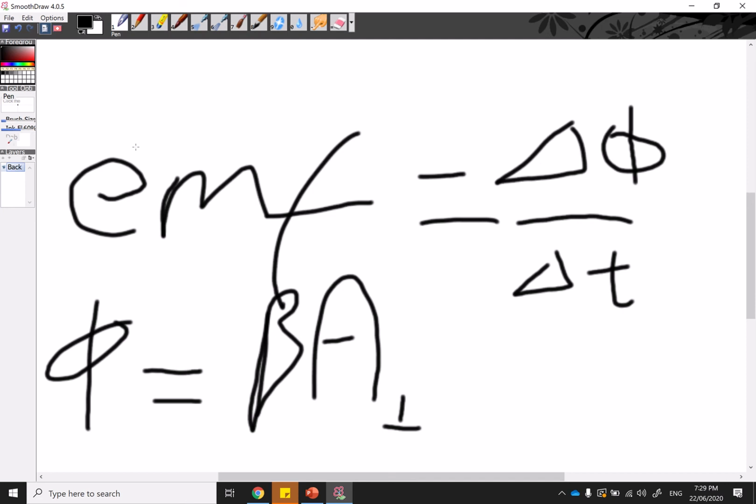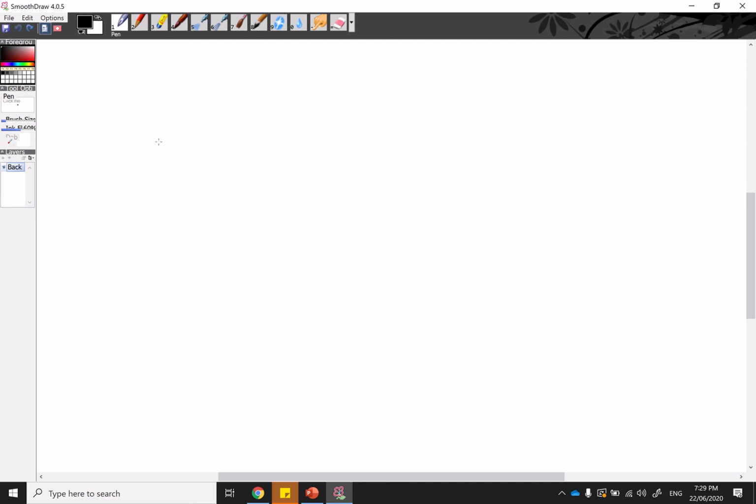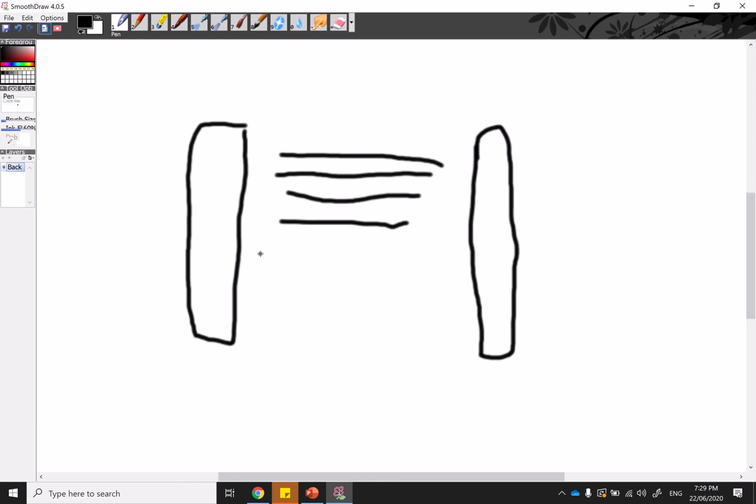Now, these two equations are the fundamental principles of how a generator works. If you have seen a generator, it's basically made up of permanent magnets that have a fixed magnetic field. Say it's going from north to south, from left to right. And in the middle, there's going to be a coil of wire, and it's on a stick so it can spin.